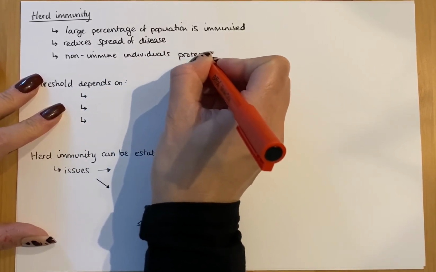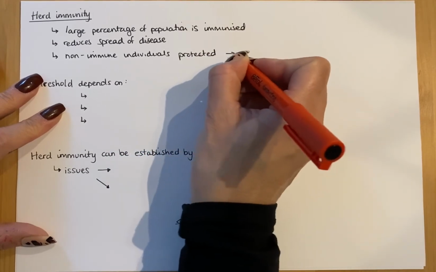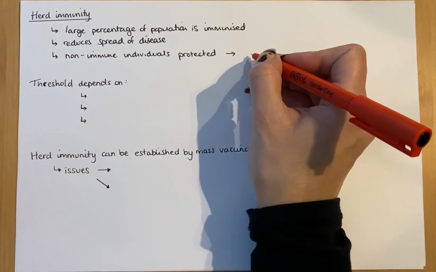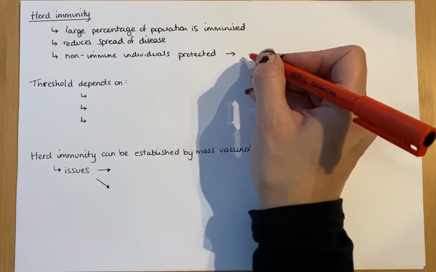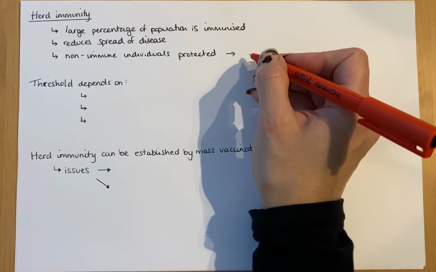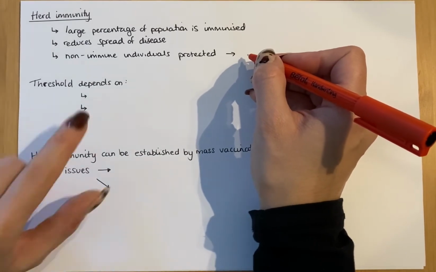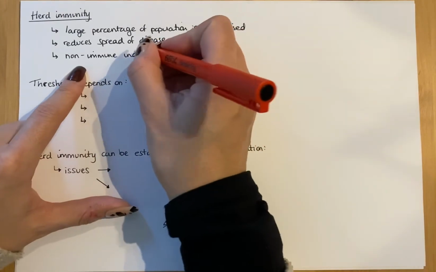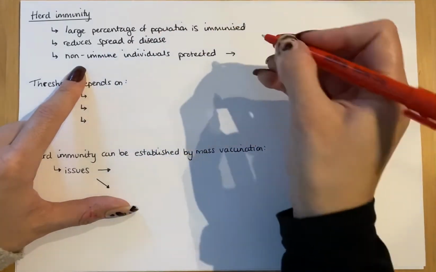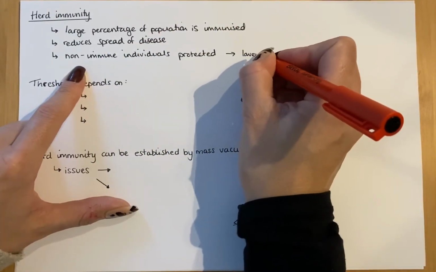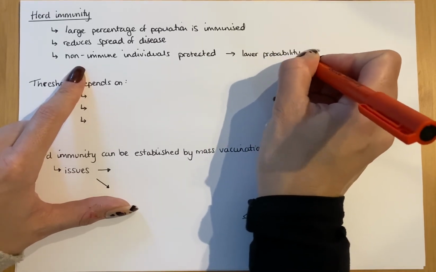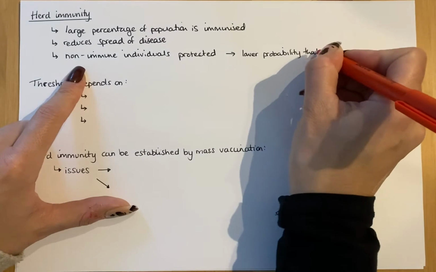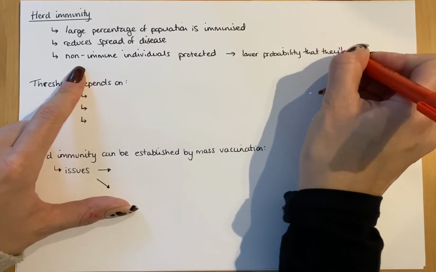People that are non-immune could be so because they may be allergic to vaccines, as some vaccines contain egg products, so they can't take them. Or some people are so immunocompromised that they can't take vaccines. So these non-immune individuals are protected because there's a lower probability, a lower likelihood, that they will come into contact with someone infected.